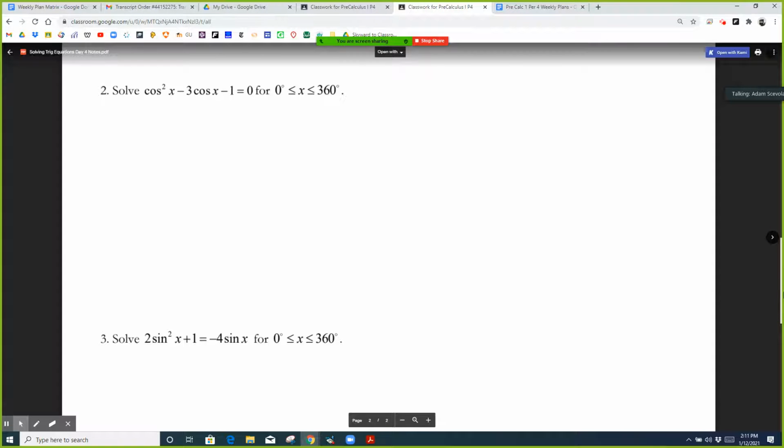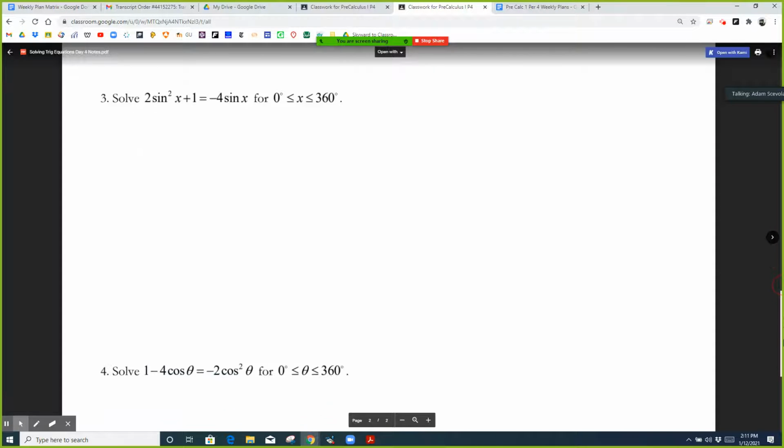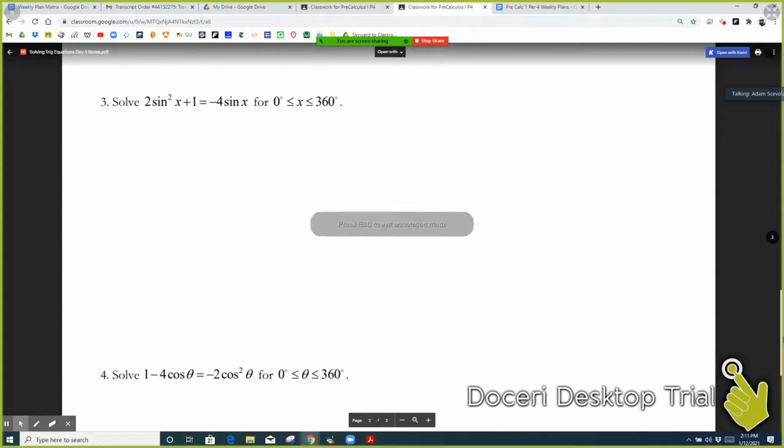All right, number 3. So now we have a quadratic, but it's not in standard form. So we're going to start off by putting this in standard form, all right? And this is all the same skills you learned in algebra 2. It's just now, instead of having x, we have the sine of x. So instead of solving for x, we solve for the sine of x first, and then do what we learned in trig to bridge the gap to the final answer.